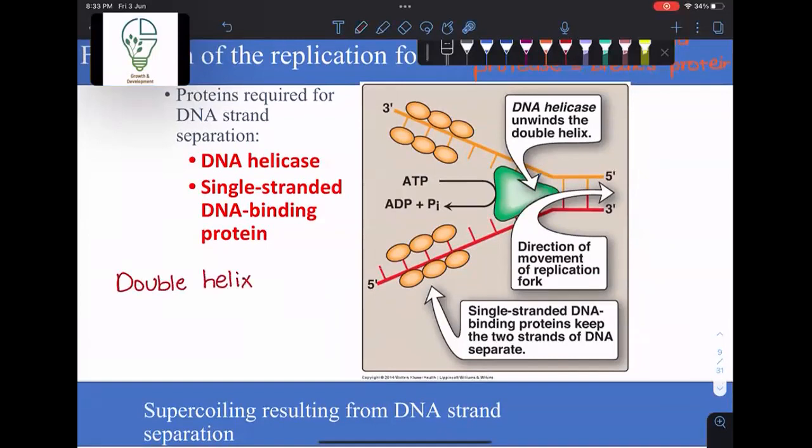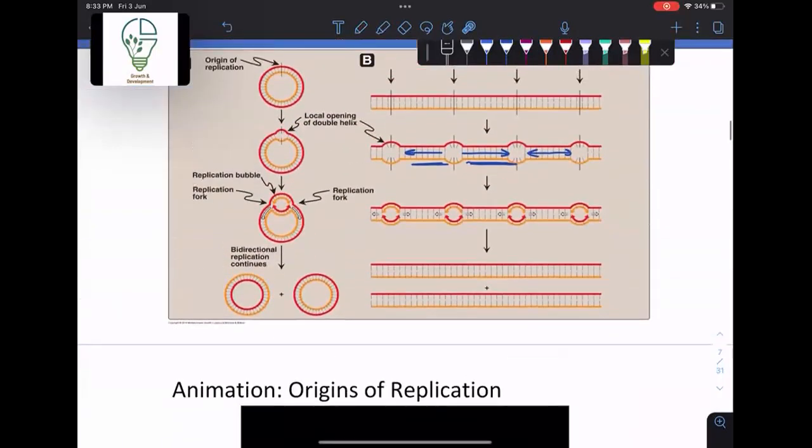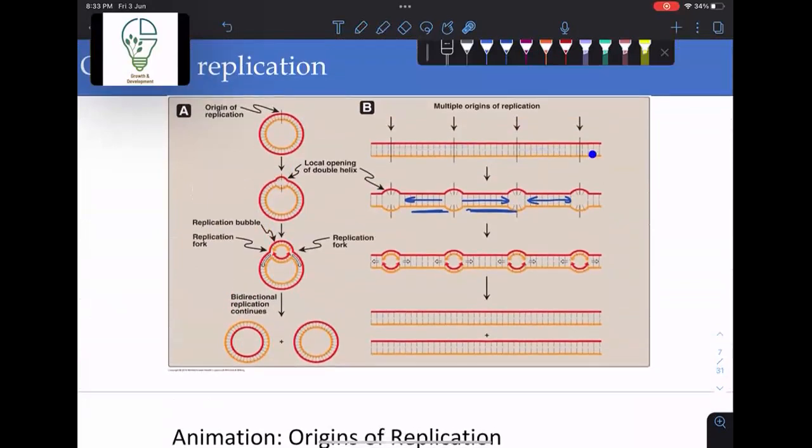Now, we need to replicate this DNA. We need to make more copies of this DNA. How will we do that when it's in this form? A part of the DNA begins to uncoil, and this region is called the origin of replication, or the replication fork. So it begins to uncoil or unwind.